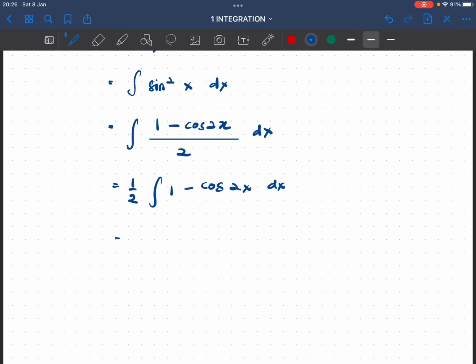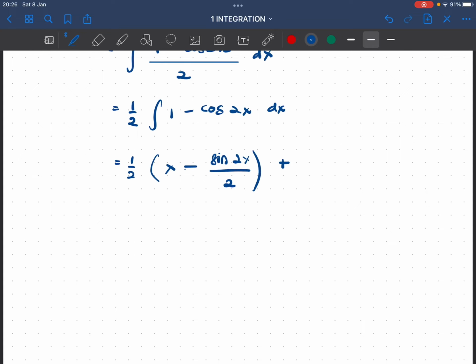So now just integrate 1 over 2. You get x minus integrate cos. We get positive sine, so we have sine 2x over 2 plus c. You can put the 1 over 2 inside, or take it out, or expand. Just leave it like this also can.